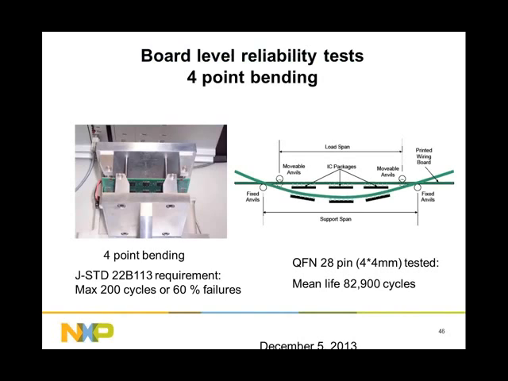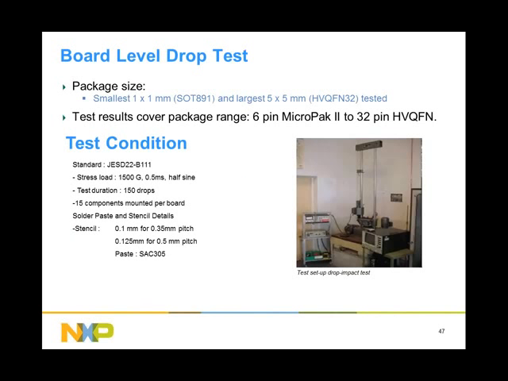We also did similar testing for the larger QFNs, the 28-pin QFN, and for those devices we found that there were no failures after 82,000 cycles. The JEDEC spec is 200 cycles. So again, a leadless package is a very robust, ideal product for the portable industrial marketplace.